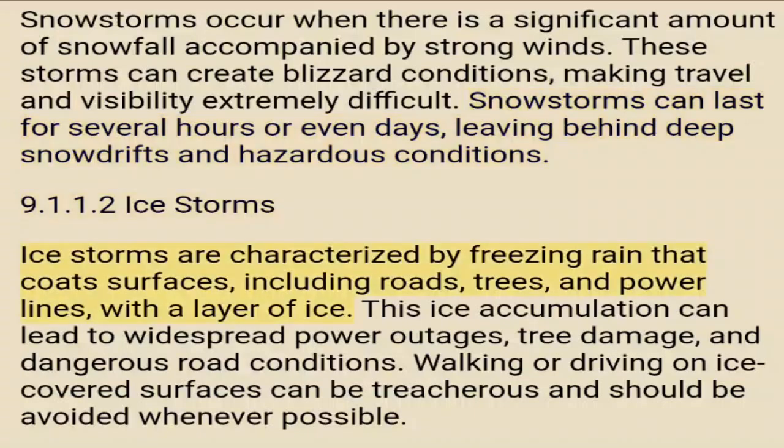9.1.1.2 Ice storms. Ice storms are characterized by freezing rain that coats surfaces, including roads, trees, and power lines, with a layer of ice. This ice accumulation can lead to widespread power outages, tree damage, and dangerous road conditions. Walking or driving on ice-covered surfaces can be treacherous and should be avoided whenever possible.